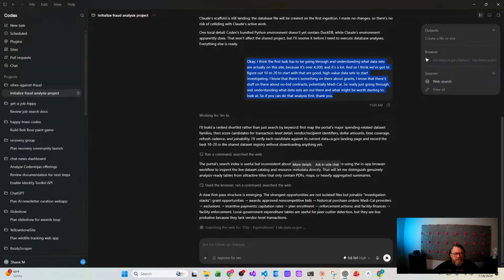Okay, so it's looking for stacks of files that we can join. Things with bids, historical Medi-Cal providers, incentive payments. Oh my God, dude, this is gonna be incredible.